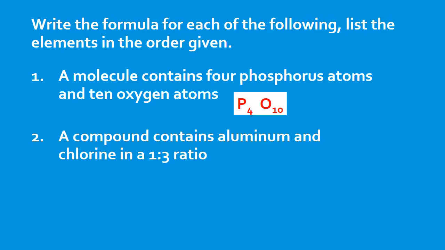Second one, a compound contains aluminum and chlorine in a ratio of 1 to 3. Similar, but just stated in a different way. So we're not told we have 3 aluminum atoms or 3 chlorine atoms. We're told we have aluminum and chlorine in a ratio of 1 to 3. So that means we have 1 aluminum atom and 3 chlorine atoms present. For aluminum, we don't write the subscript of 1, but for chlorine, Cl, we write the subscript of 3.